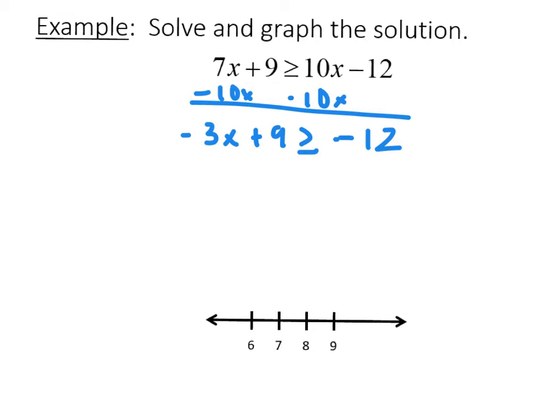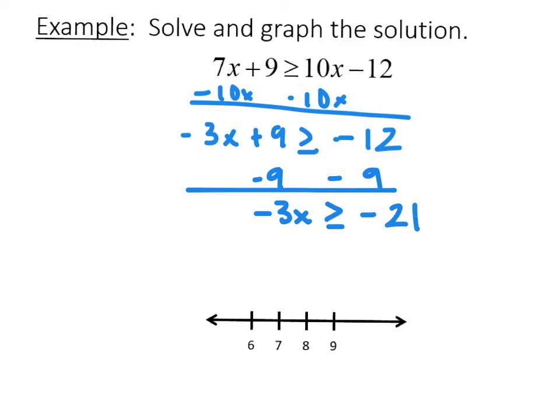So I'm going to have to subtract 9 from both sides to give me negative 3x is greater than or equal to negative 21. Now the last step is I have to undo that negative 3 in front of the x. So I'm going to undo that multiplication by dividing both sides by negative 3. But again, remember, because we're dividing by a negative, you have to flip the inequality symbol.